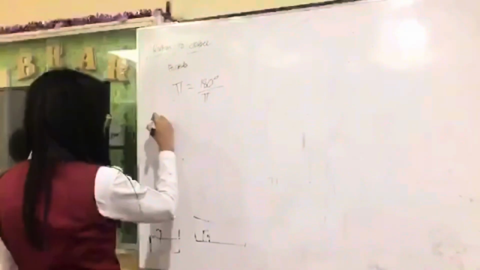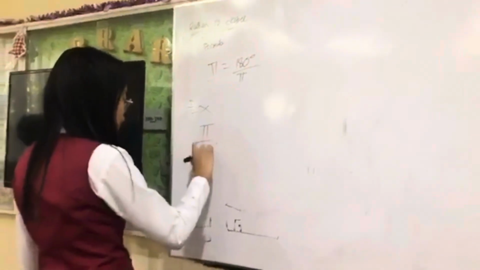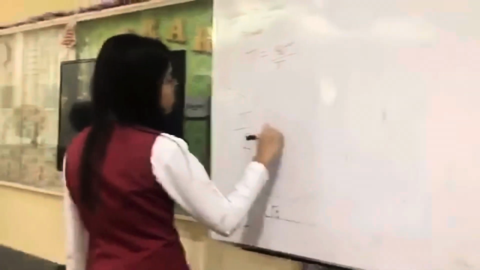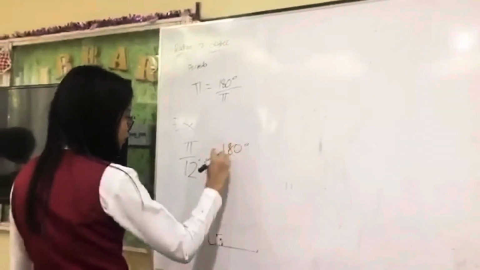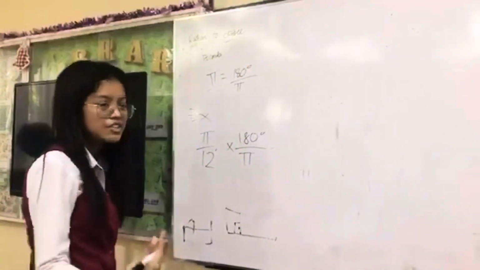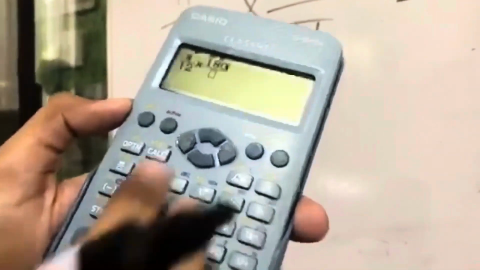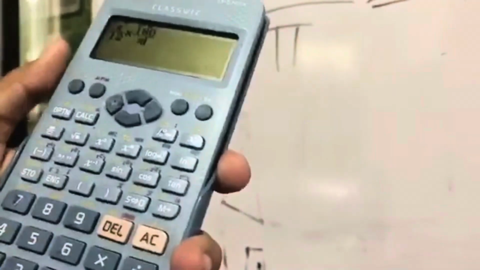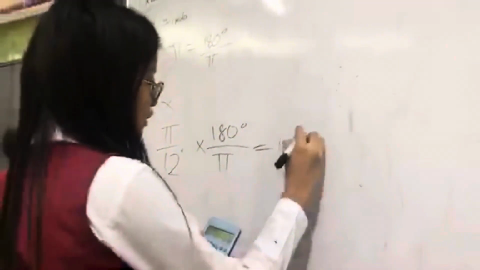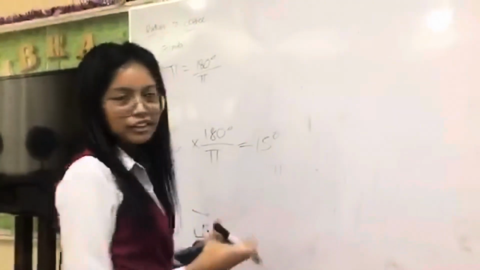Let's say we have an example that is pi over 12. Now we have to multiply it by 180 degrees over pi, then simplify when necessary. Here's how you do it. Here's the answer. So that's how you do it with a calculator.